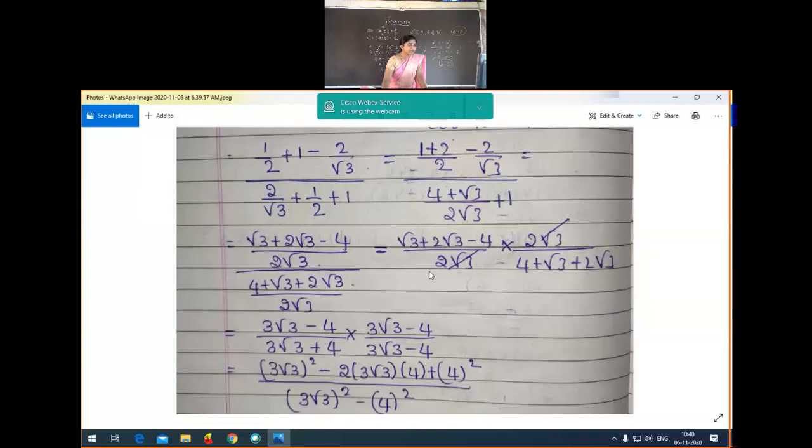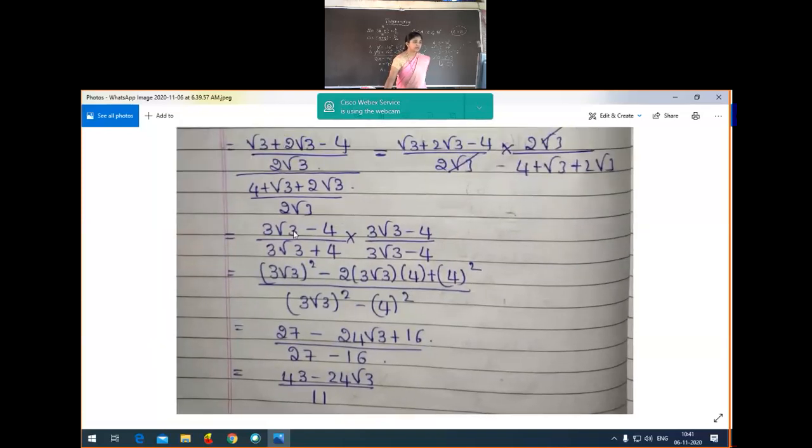Okay, simplify. Next, again, what we have to do is rationalize the denominator. Here, what is the rationalizing factor of this one? 3 root 3 plus 4. The rationalizing factor is 3 root 3 minus 4. For both numerator and denominator, we have to multiply by that rationalizing factor. So then what will we get actually?